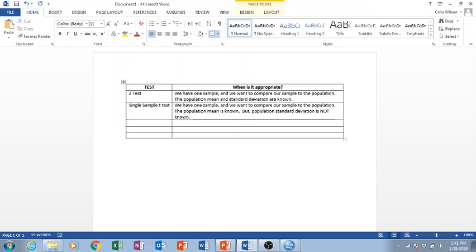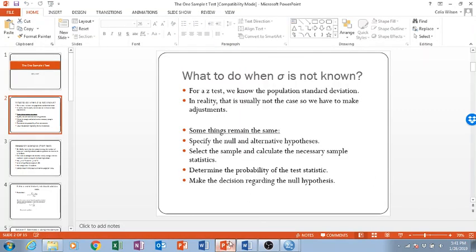So because of that, we have to make a transition from our z-test, where we did know both, to a t-test. Now it's a single sample t-test because we just have one sample and we want to compare our sample to some known population value. But again, we don't know the standard deviation. So similar but different.